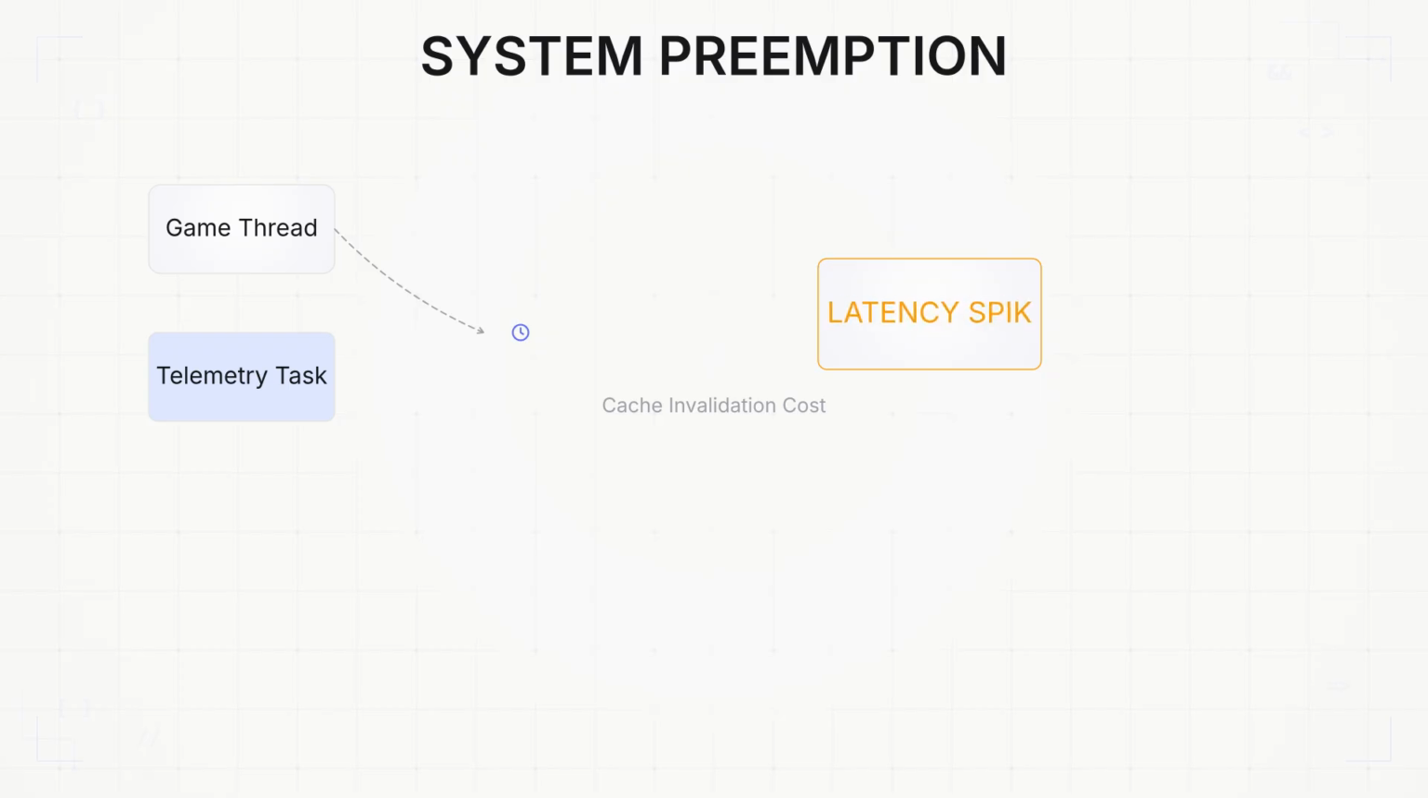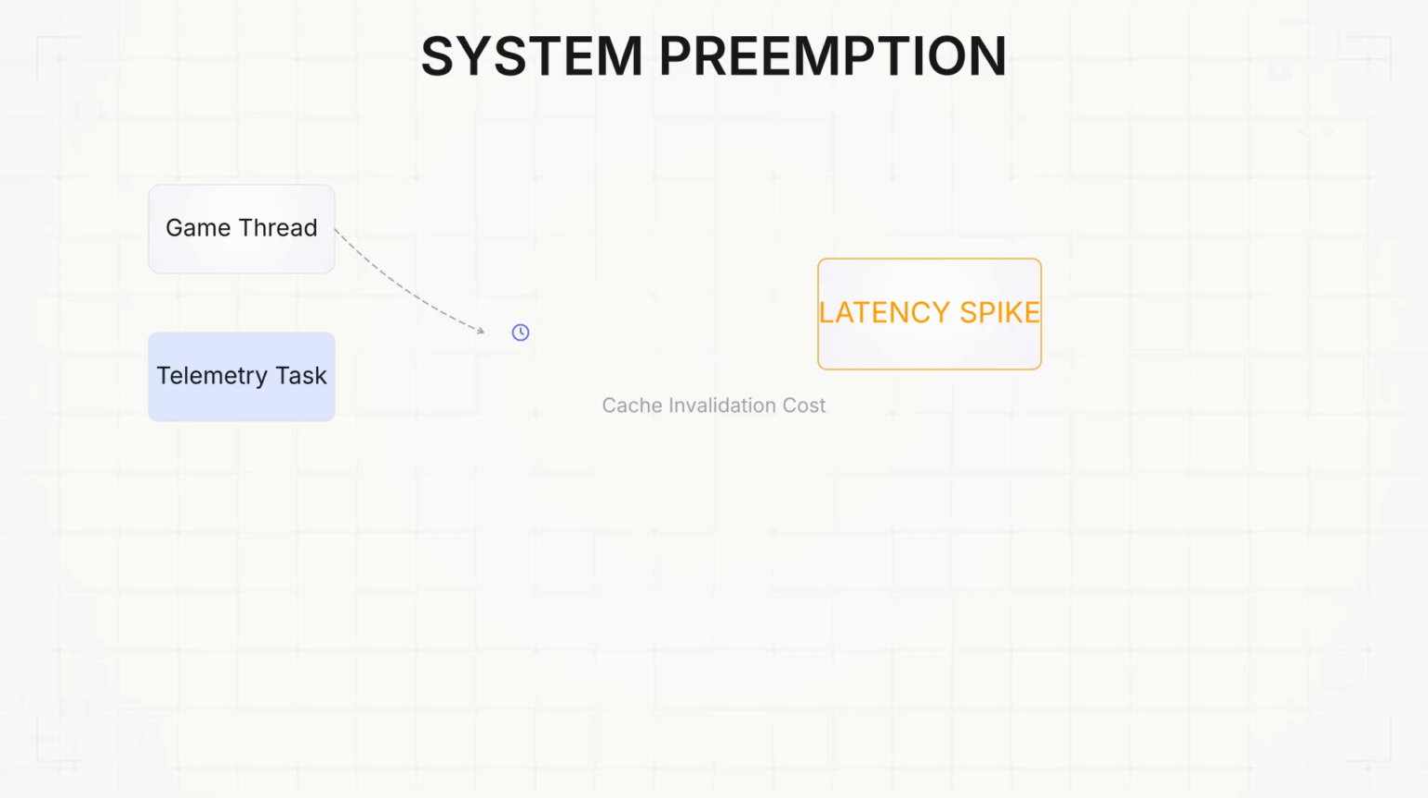Modern CPUs are masters of multitasking, but multitasking isn't free. This is the context switch problem. When your application pauses its primary logic to send a telemetry heartbeat, the CPU must save the current state, load the telemetry task, execute it, and then swap back. This swap flushes the CPU's L1 and L2 caches, which are filled with your game's critical data. When the game resumes, it suffers from cache misses, forcing it to wait for slow system RAM.